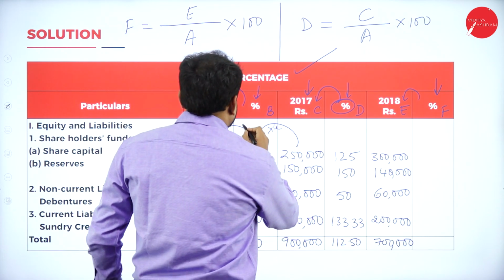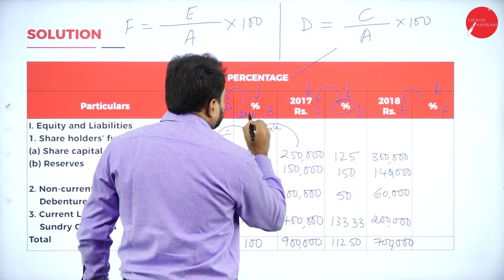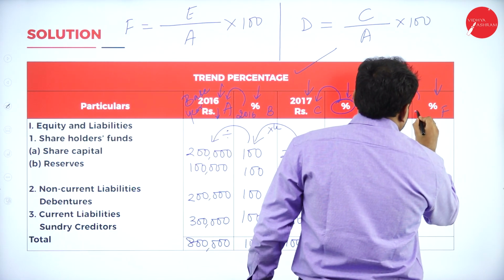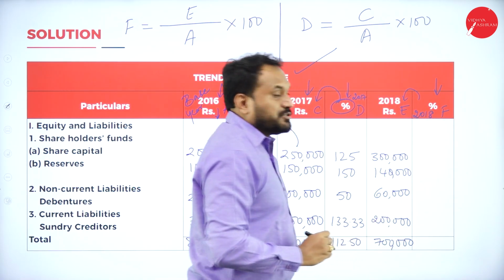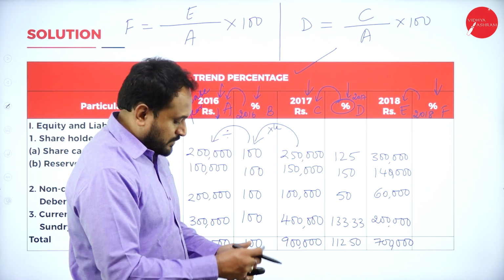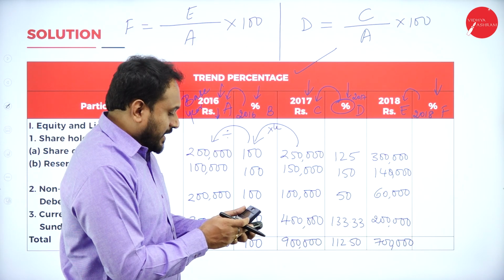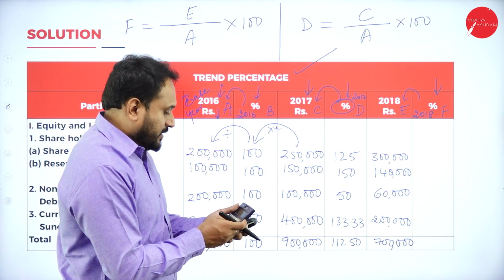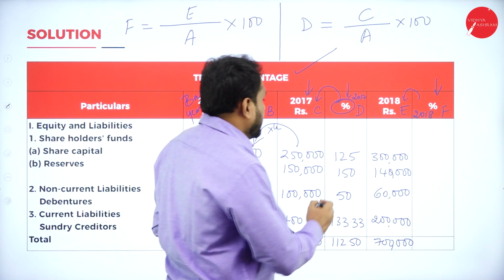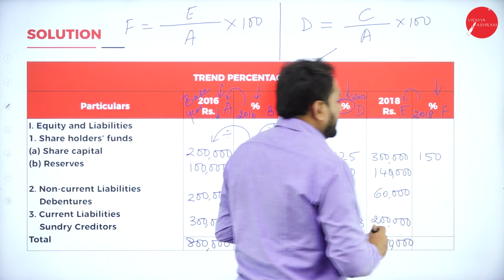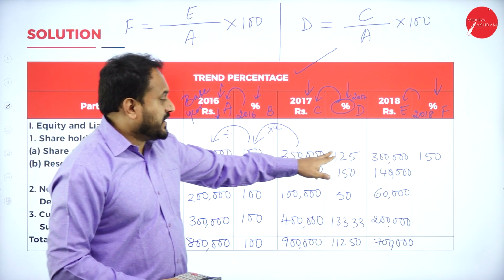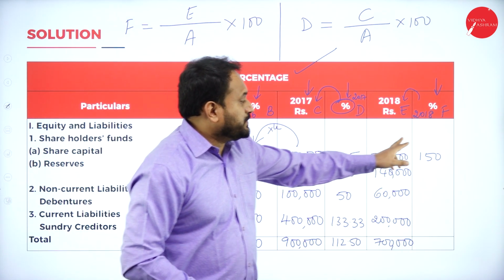Now this is 2016 percentage. Now this is 2017 percentage, and this one is 2018 trend. This is what the trend is. Now here 3 lakh into 100 divided by 2 lakh. 150. See here, it is more. The minute you get more here: if it is 2 lakh, it is 100. 2 lakh 50, the change is how much? 125. If it is 3 lakh, that means the percentage is more, 150.